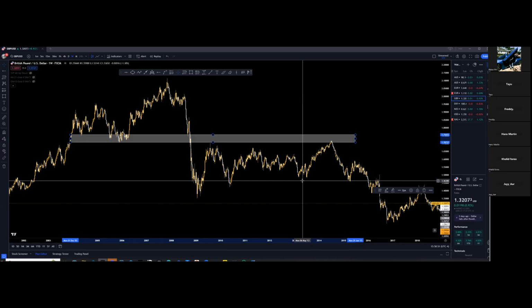So first things first, how can you identify a good demand zone or a good supply zone? This is something I expect you guys to write down. These are like some notes. I'm not going to be typing it. I'm just going to say it and you put it in your own words.